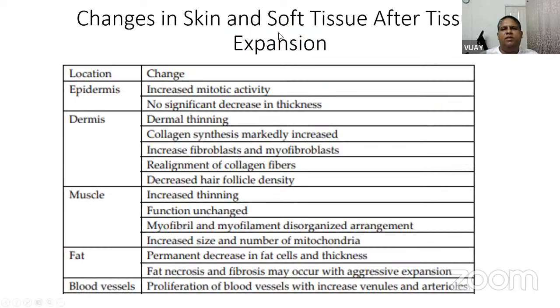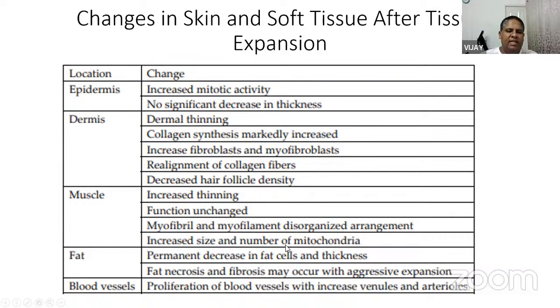What are the various changes while using a tissue expander? In the epidermis, there is increased mitotic activity, but in the dermis, there is dermal thinning. Collagen synthesis is increased, with increased fibroblasts and myofibroblasts, realignment of collagen fibers, and decreased elastin molecule density. In the muscle, there is thinning. Function is unchanged, but myofibrils and myofilaments become disorganized.